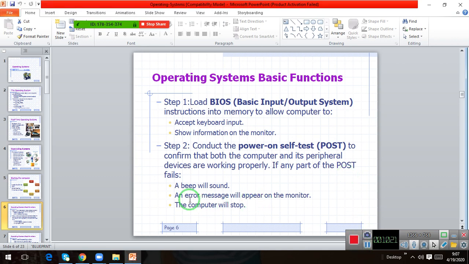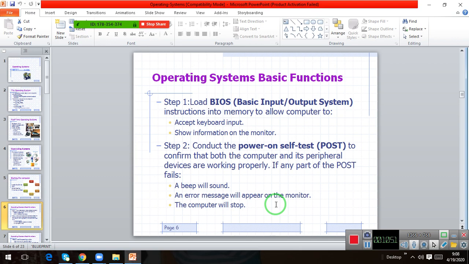These are the problems. One problem: a beep will sound. It might happen if your system is not working properly. You may have experienced a beep coming from your system, which indicates that we do have some problem in our computer. And the second problem: an error message will appear on the monitor. Sometimes you might have seen an error message, for example that the media device has failed, or your RAM is not detectable, or your hard disk is not detectable.